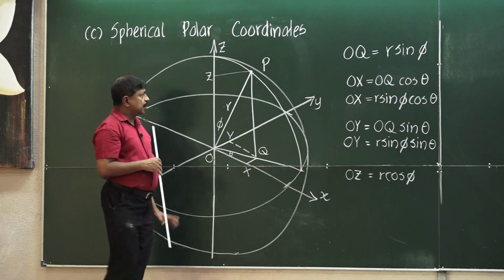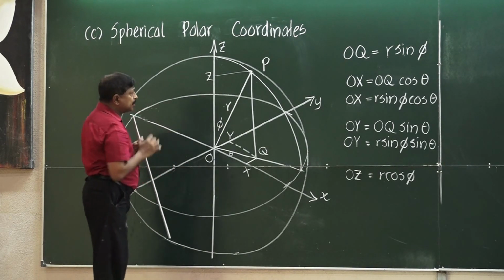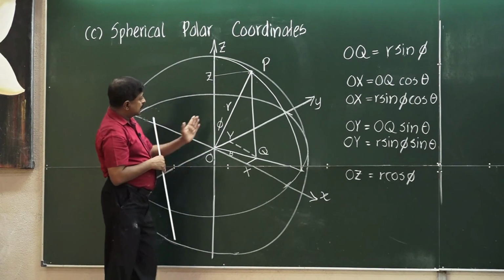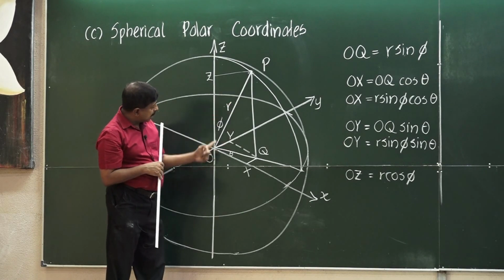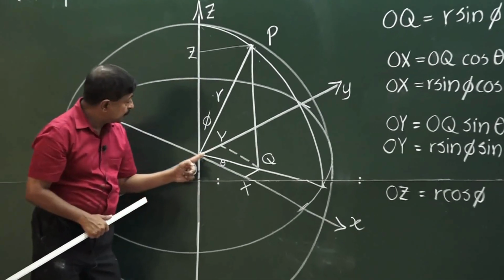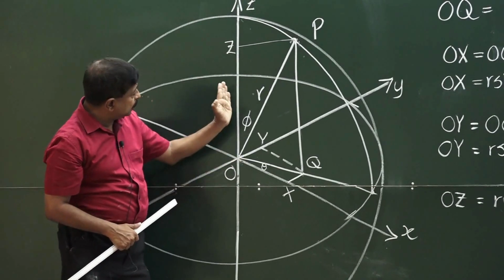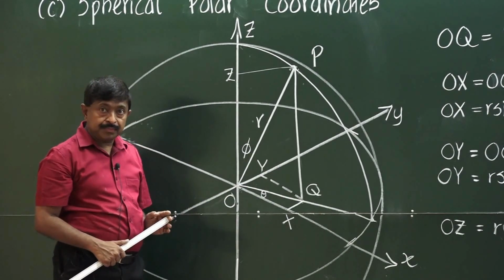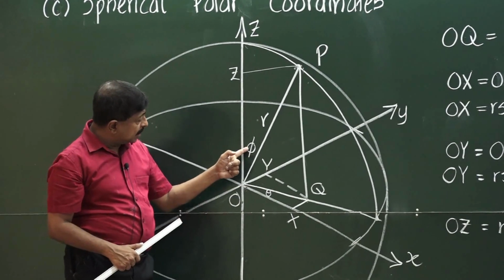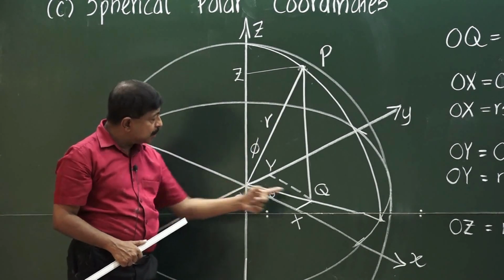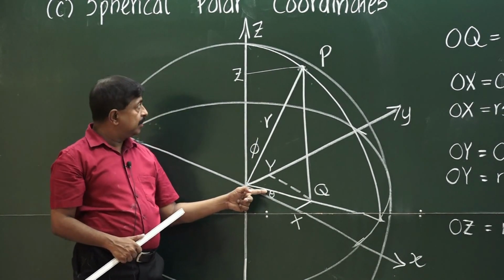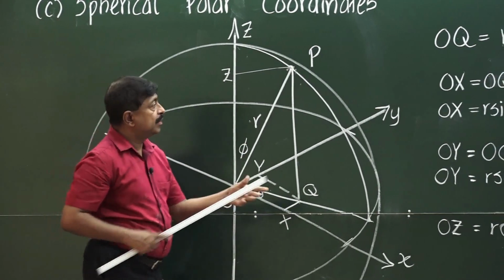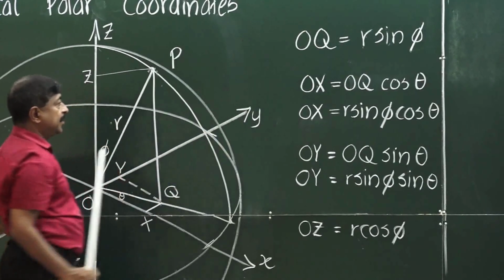right. Now, from this diagram you can see that if this is R and if this is phi, the angle between OP and OQ is 90 minus phi, because the Z axis and OQ are mutually perpendicular. Therefore, if this angle is phi, the angle between OP and OQ will be 90 minus phi. Therefore, this length OQ is R sin phi, as I indicated there. It is R sin phi.